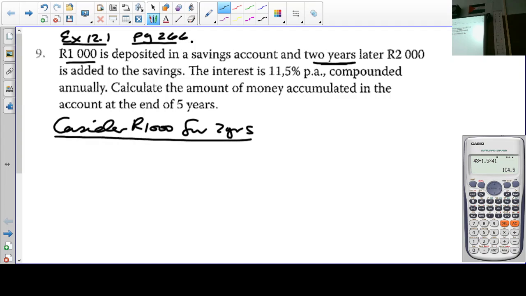So which formula do I use? Compound interest. How do I know that? We are given 11.5% per annum compounded annually. So that's how I'm going to use the compound formula. So A is equal to P into 1 plus i to the exponent n. Okay? So what's your P value? 1,000 rand into 1 plus i, 0,115.